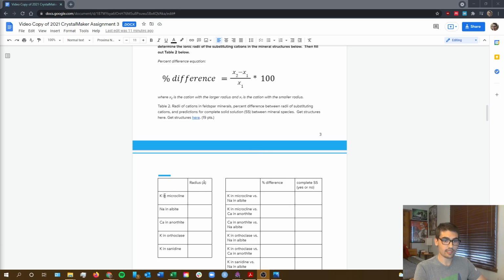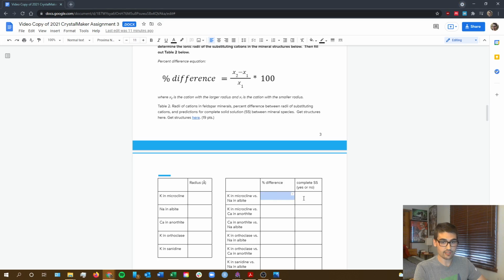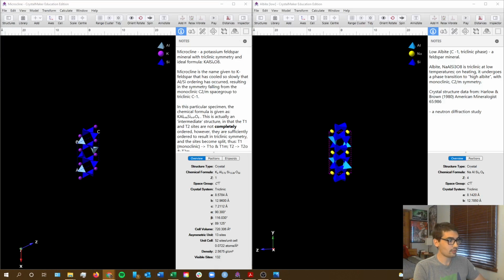What I'll be doing is the potassium in microcline compared to the sodium in albite, and then determining the percent difference and whether or not they will be in complete solid solution with one another. Okay? So this requires me loading both files in CrystalMaker, which I've done. So we have microcline on the left, and albite low on the right.